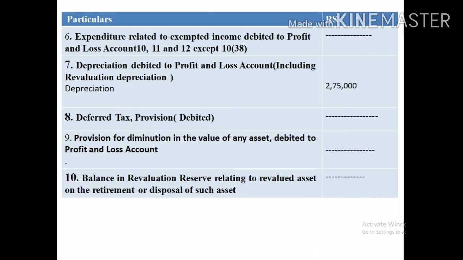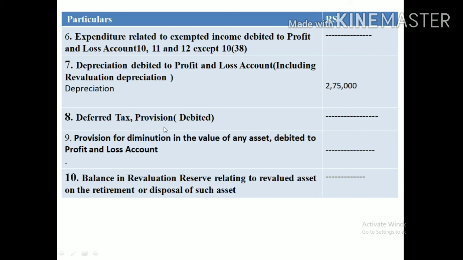Okay, next. Expenditure related to what? Exempted income, section 10, 11, 12, except section 10, section 38. There is no such income, just ignore. Then depreciation should be taken, compulsory. Okay, as per profit and loss account, how much is debited, but it should include revaluation depreciation. If there is no information exactly whether it is included or excluded, in the absence of that, we should assume that it is included. So as per profit and loss account, I have taken 2,75,000.